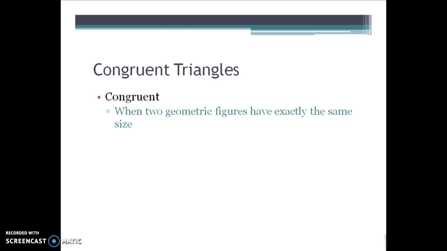For this video, we're going to continue talking about triangles, and we're going to look more into congruent triangles. We talked about congruent and how it's when two geometric figures have exactly the same size, right? Congruent means same shape, same size. Even if they're off by a very little bit, it means they're not congruent. Okay, they have to be the exact same shape, the exact same size.